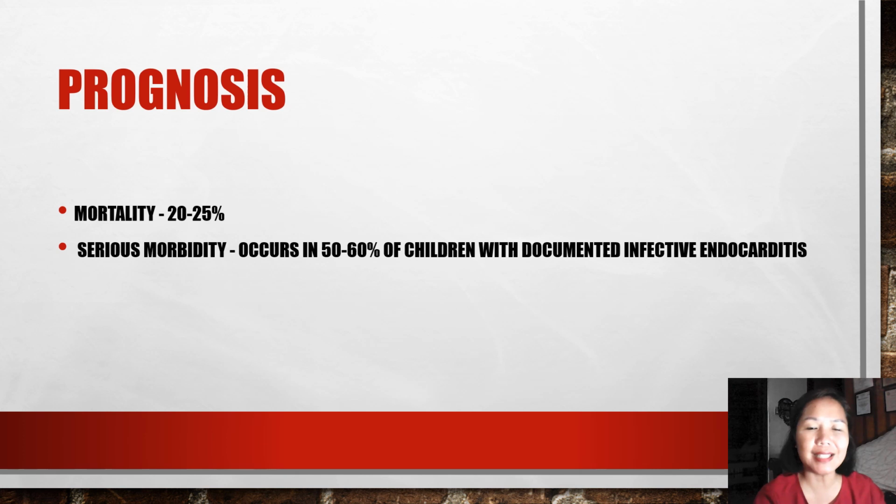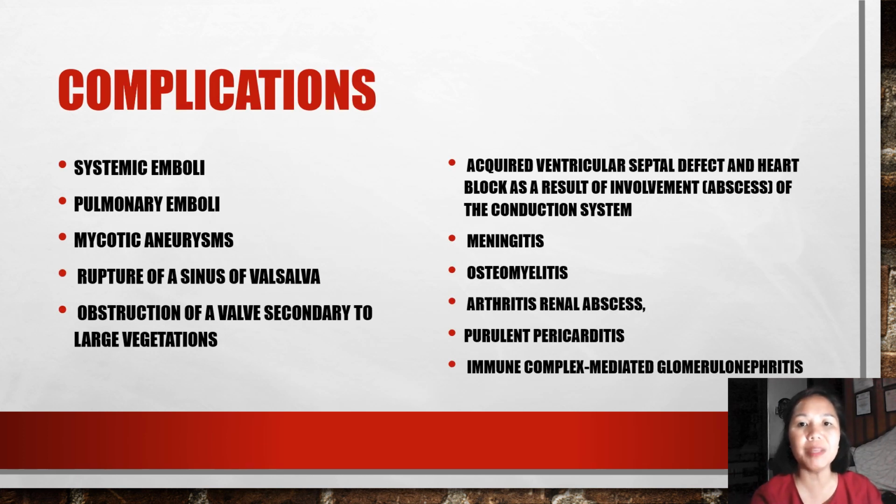Mortality rate is as high as 20 to 25% despite antibiotic treatment. Serious morbidity is 50 to 60% among those diagnosed with infective endocarditis. And the most common morbidity is due to the heart failure. Diagnosis and treatment should be instituted due to the many complications of infective endocarditis. Listed on the slide are the complications that may be encountered.